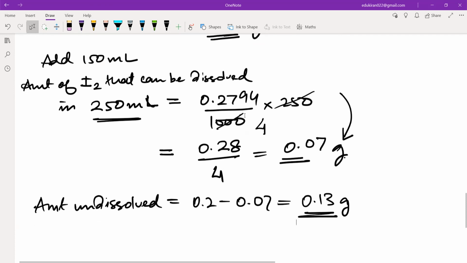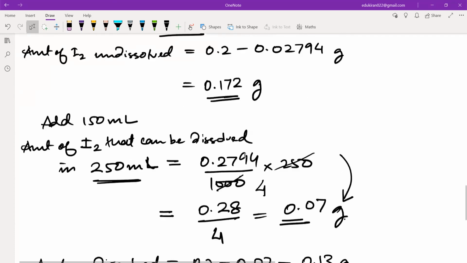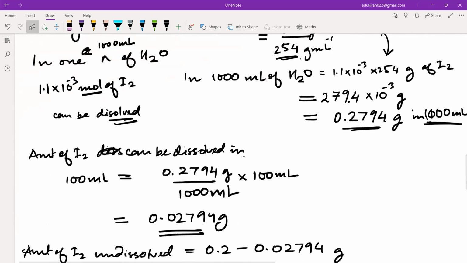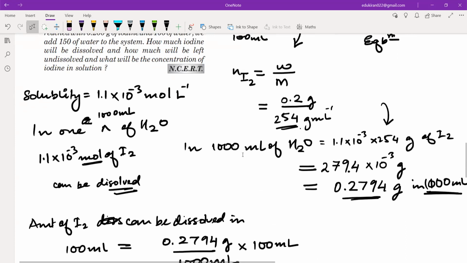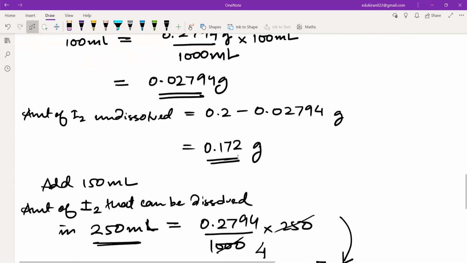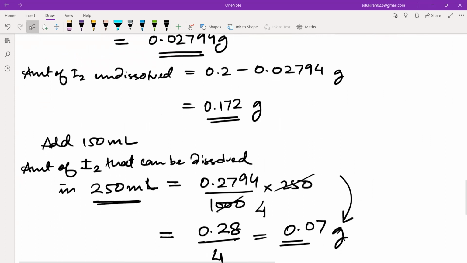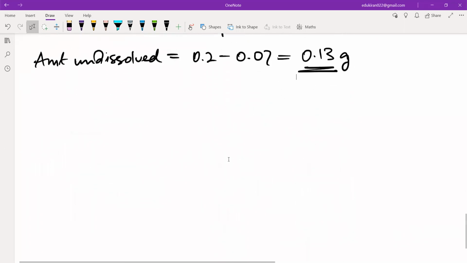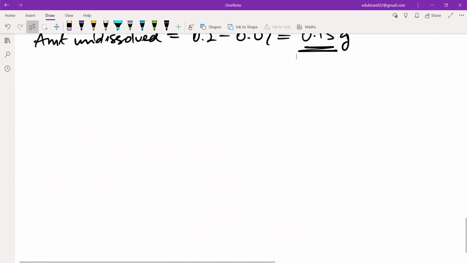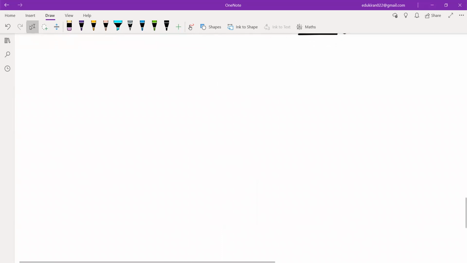Done, sir. Okay. Now, this is something which will be very common. Conceptually, equilibrium is not going to be hard. But yeah, numericals are long. You have to be patient. You have to do calculations. Please make up your mind that you have to do calculations here.